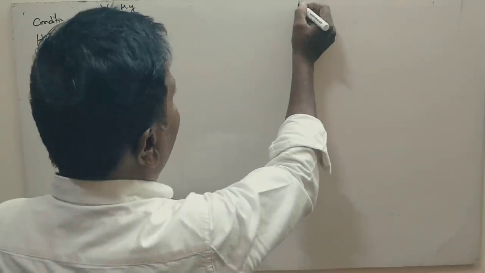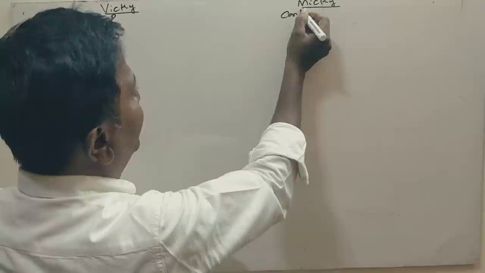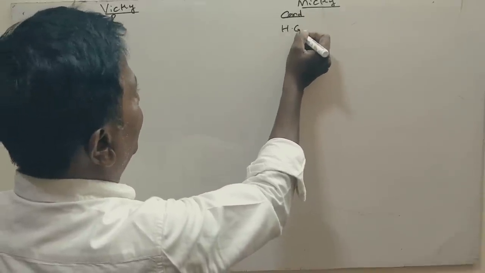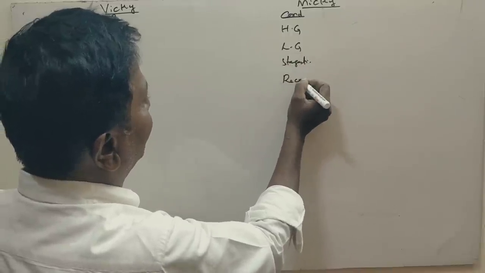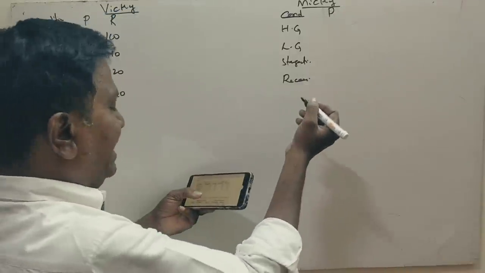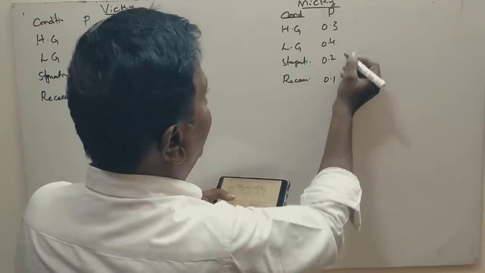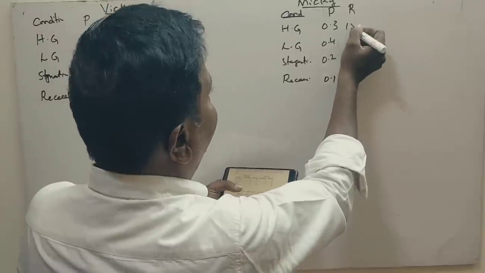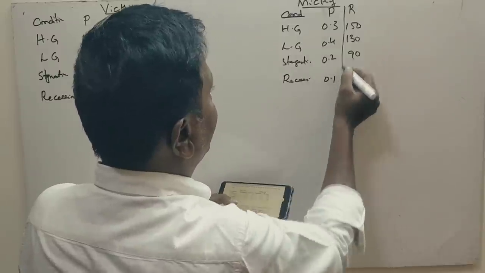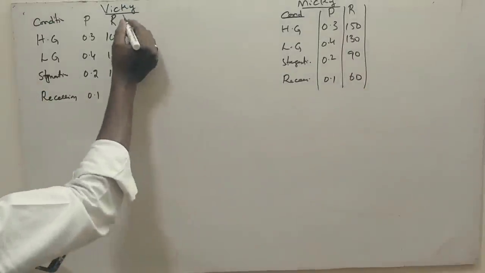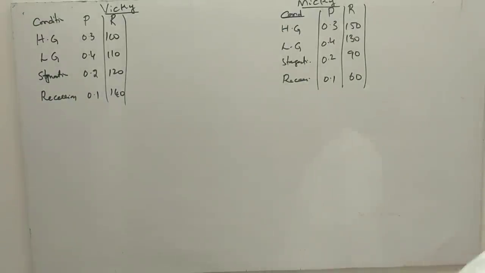Similarly, we'll write Mickey also, so that the question will come on the board. The conditions are high growth, low growth, stagnation, and recession. Probability of Mickey is 0.3, 0.4, 0.2, 0.1, and return we get is 150, 130, 90, and 60. Presently, both the company shares are quoting at 100 rupees price.